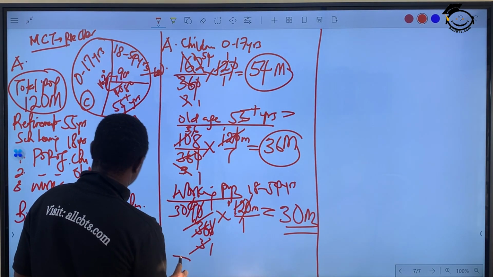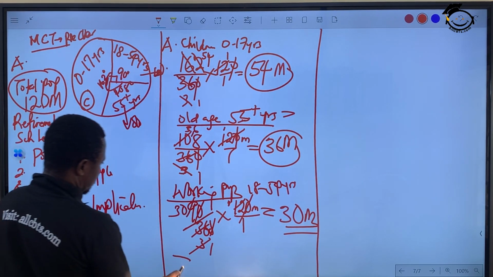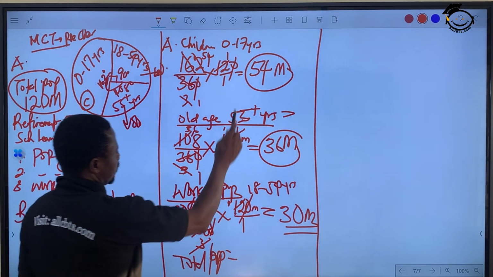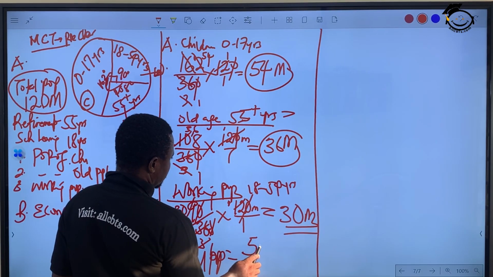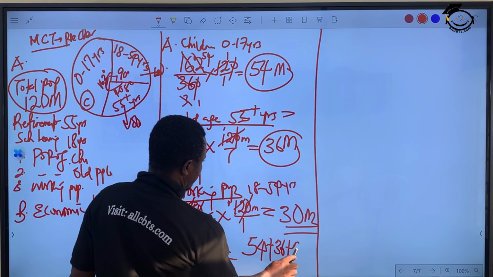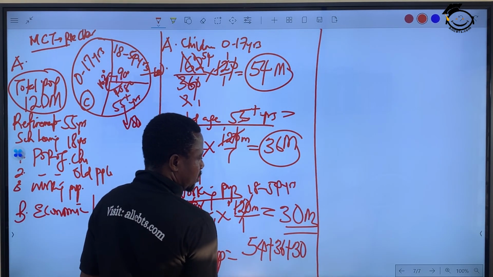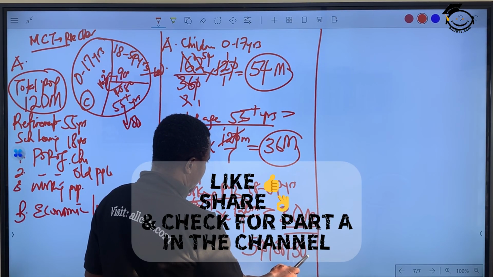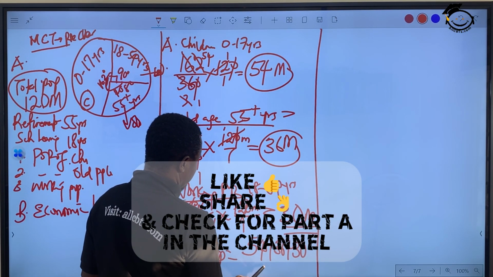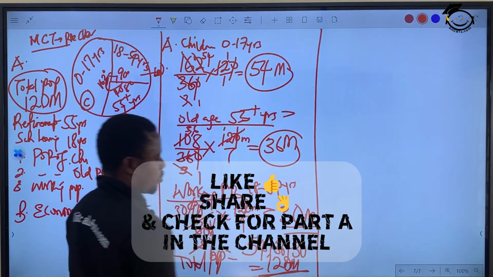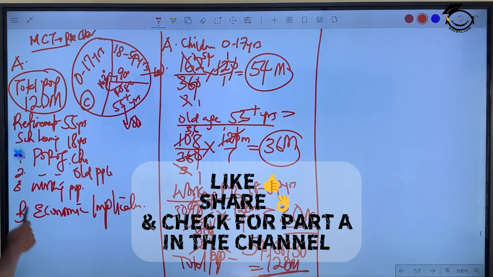If you want to confirm whether you are correct or not, you want to cross-check your answer, then your total population given to you is 120. Total population is 120, which equals 54 plus 36 plus 30, all of them in millions. So what do you have? This is 66 million plus this equals 120 million. So by this, you are correct. So you have solved for the A part of the question.